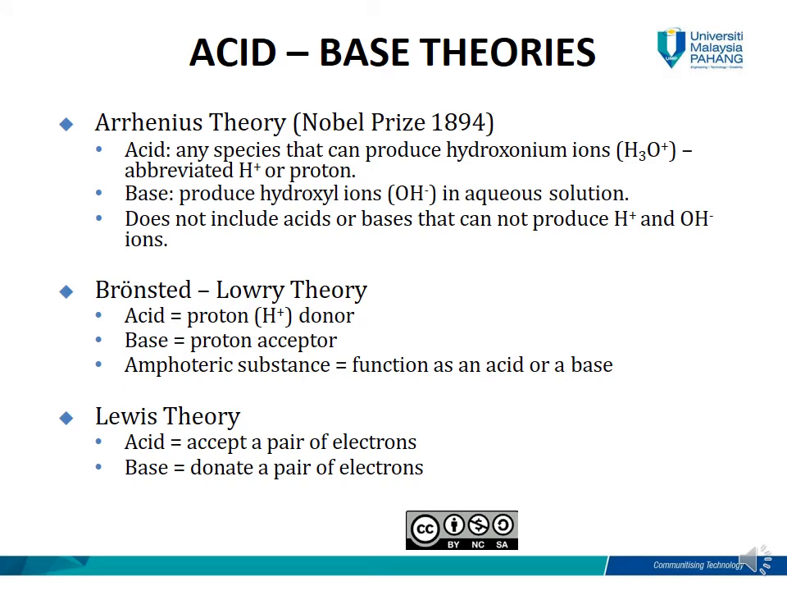So here are the theories of acid-base titration. The first theory comes from Arrhenius. Arrhenius is the scientist who won a Nobel Prize in 1903. He said that an acid is any species that can produce hydroxonium ions. Hydroxonium ion is H3O+. This actually comes from H+ mixed with a water molecule. And a base is a species that produces hydroxyl ions in aqueous solution. Hydroxyl is OH-. So any species that is not an acid or base cannot produce H+ and OH- ions.